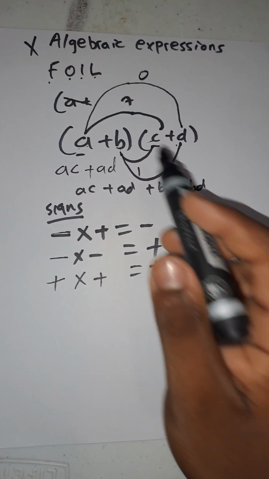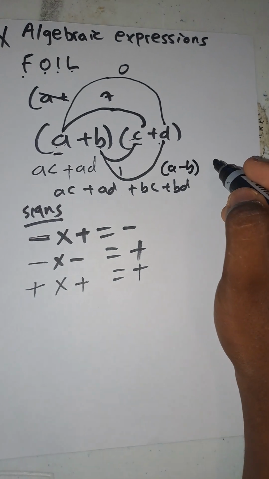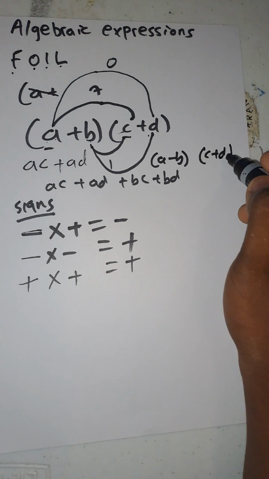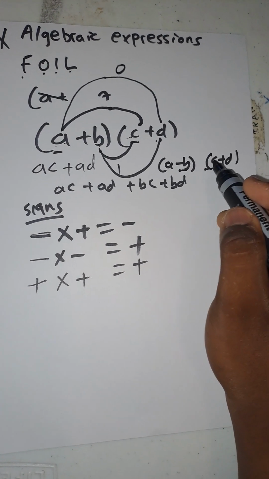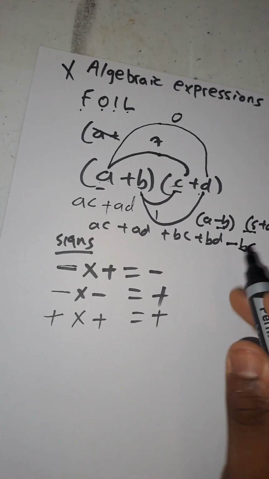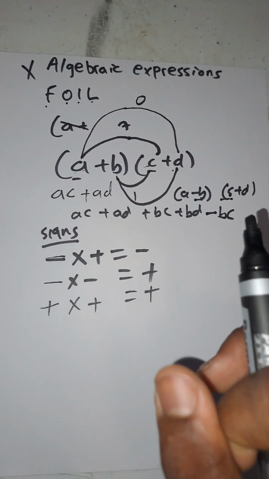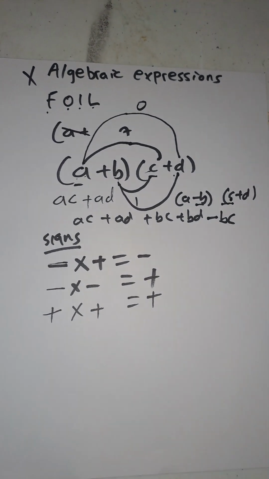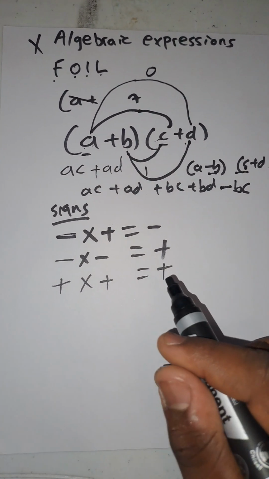This is the most important thing, because if you make mistakes on these signs, it's a problem. For example, let's say I have A minus B, and on the side I have C plus D. I'm going to multiply this negative B with C. This C is positive, meaning that I'll have negative BC. Can you see it? The signs are very important. You must know your signs very well and make sure that you do not make mistakes.